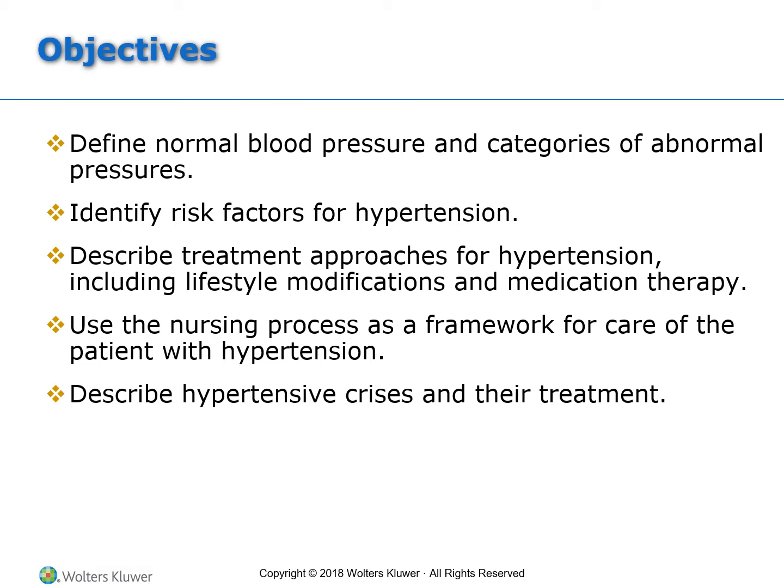So by the end of the chapter, you should be able to define what a normal blood pressure is and then the different categories of abnormal blood pressures. Identify the risk factors for hypertension. Describe treatment approaches for hypertension, including lifestyle modifications and medication therapy. Use the nursing process as a framework for care of a patient with hypertension, and then describe hypertension or hypertensive crises as well as their treatments.